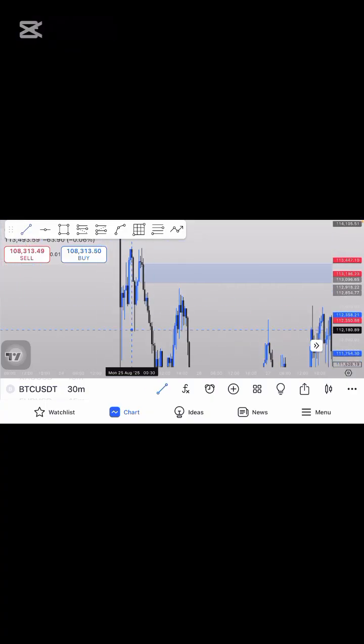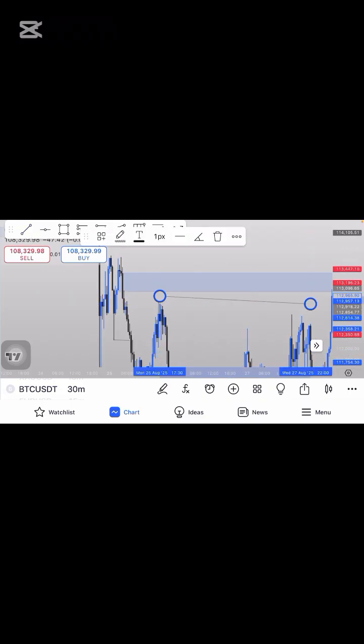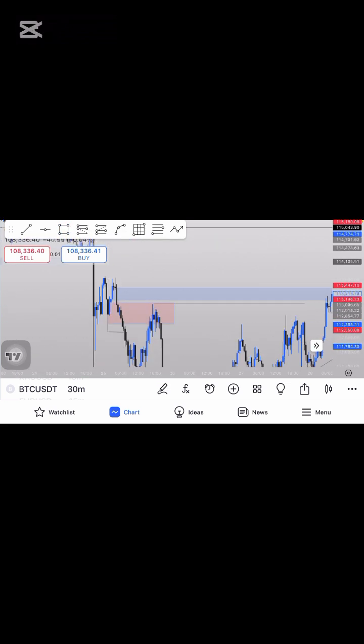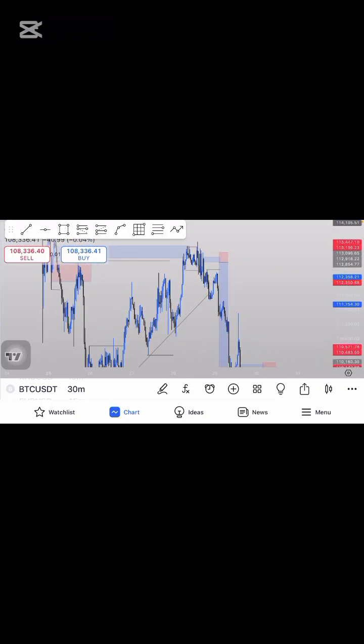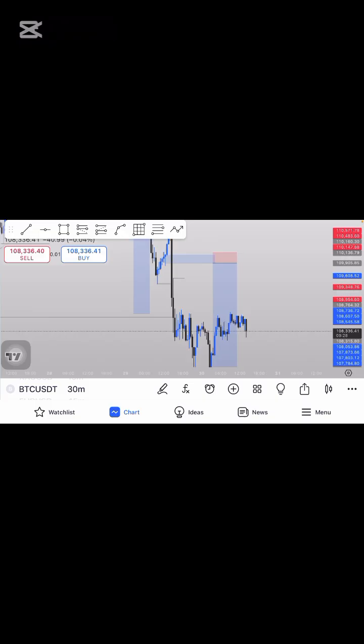Take a look at this one now. After this MSS here, we have this our inducement. And this inducement here mitigated this breaker block. You get. Then as this breaker block is mitigated, our entry should now be what? On the other block. That's how we get this entry. But I'm looking for a re-entry, I don't see the re-entry. You get.